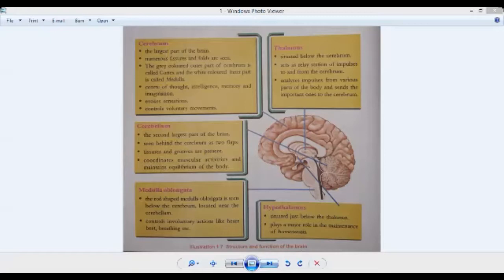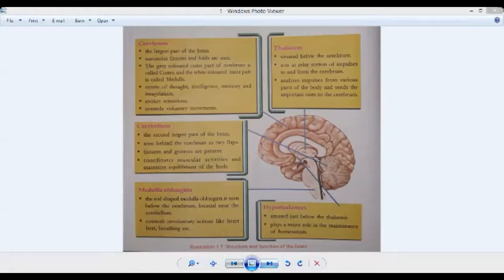Then comes the medulla oblongata. It's a rod-shaped medulla oblongata, seen below the cerebrum, located near the cerebellum. What's its function? The medulla oblongata controls involuntary actions like heartbeat, breathing, etc. Then comes the thalamus. It is situated below the cerebrum, acts as a relay station of impulses to and from the cerebrum, analyzes impulses from various parts of the body and sends the important ones to the cerebrum. Then last, hypothalamus, situated just below the thalamus, plays a major role in the maintenance of homeostasis.